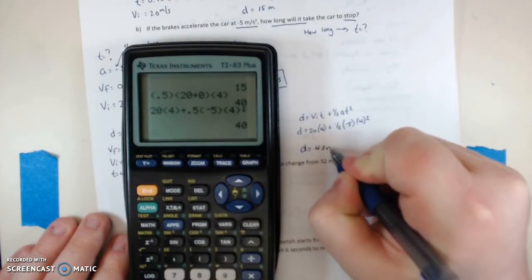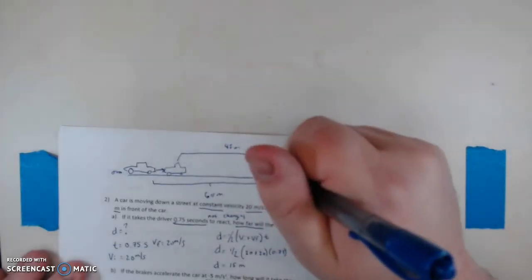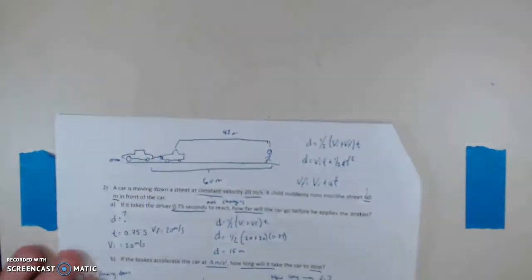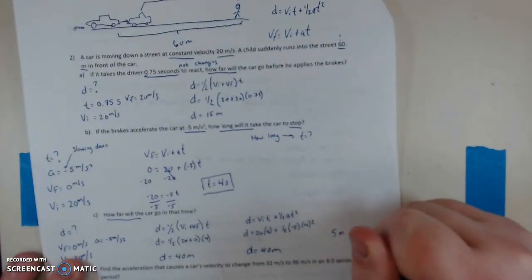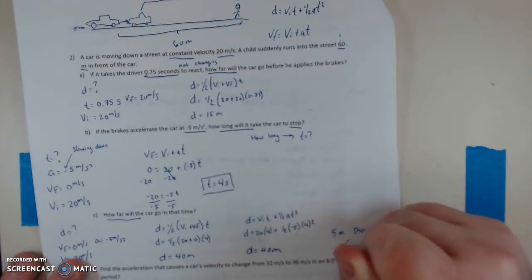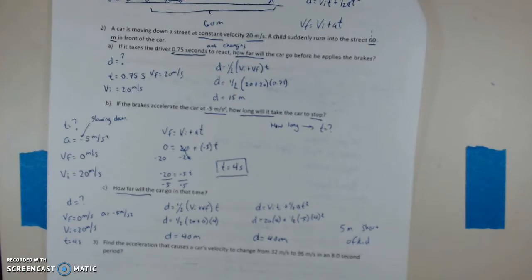So looking at our scenario here, the car will travel 40 meters. So the car will wind up being about 5 meters short of the kid. So in this case, the kid is safe. That is good.